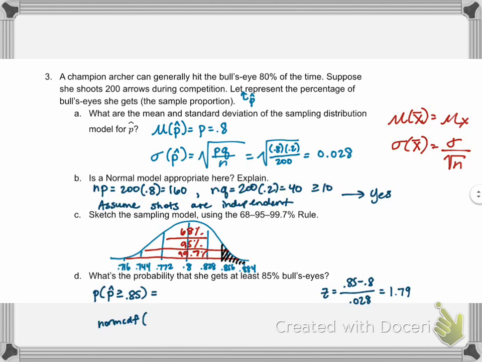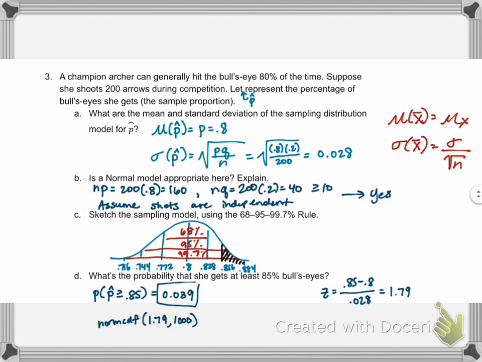To do that, I need to find a z-score for 0.85, which you can see I did over on the side. I did 0.85 minus the mean in the middle, divided by my standard deviation, and got a z-score of 1.79. Then I'm going to do a normalcdf in my calculator from 1.79 to 1,000, because I'm trying to go from 1.79 right forever. Type that into your calculator, and that should give you a probability of 0.039.